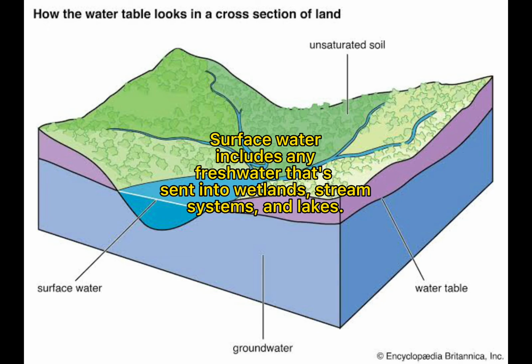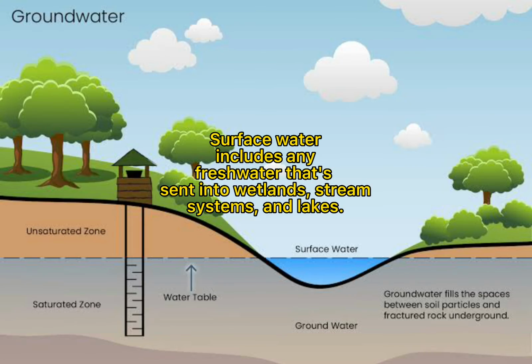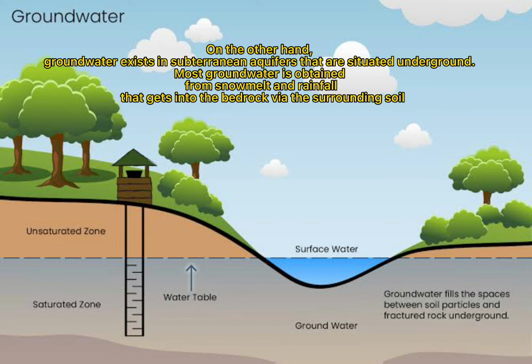Surface water includes any fresh water that's sent into wetlands, stream systems, and lakes. On the other hand, groundwater exists in subterranean aquifers that are situated underground. Most underground water is from snowmelt and rainfall that gets into the bedrock via the surrounding soil.